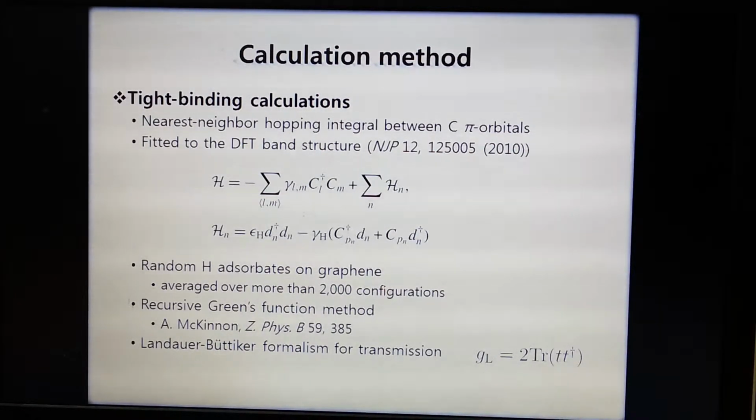Our calculations were performed using the tight binding method. The nearest neighbor interactions between carbon-carbon and hydrogen-carbon bonds were considered, and all the parameters were fitted to a DFT band structure. The conductance was calculated using the Landauer-Büttiker formalism with the recursive Green's function method.